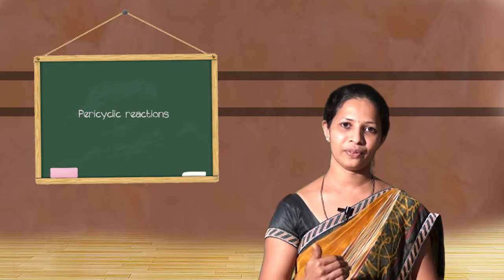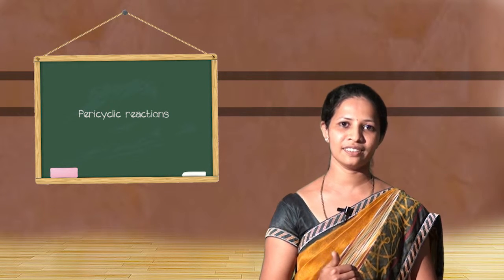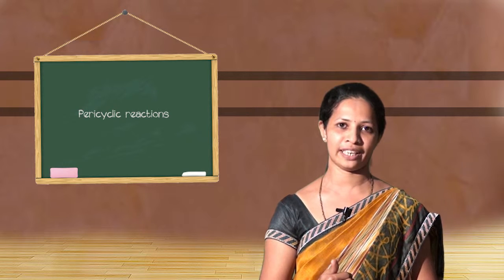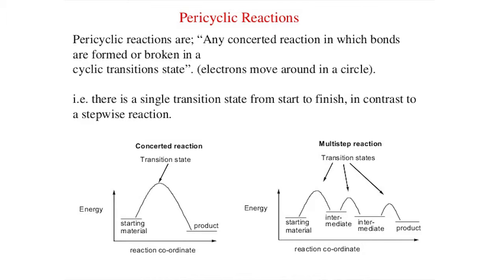Pericyclic reactions are defined as reactions that occur by a concerted cyclic shift of electrons. The definition gives two key points. The first one is that reactions are concerted. Concerted reaction means the reactant bonds are broken and product bonds are formed simultaneously without any intermediates.